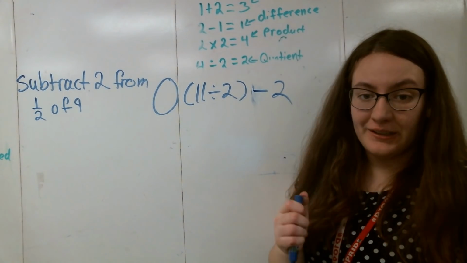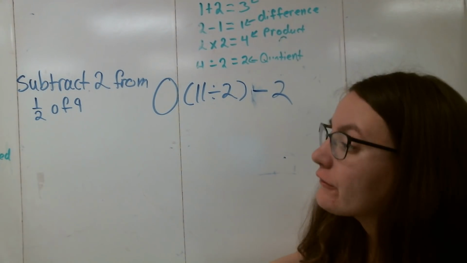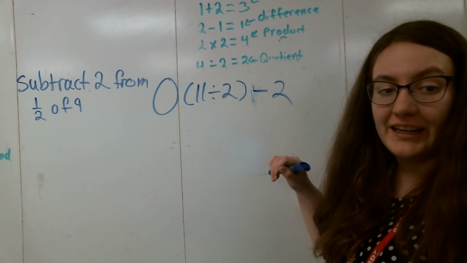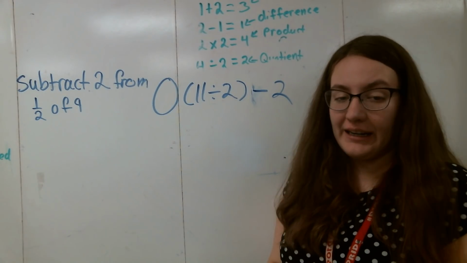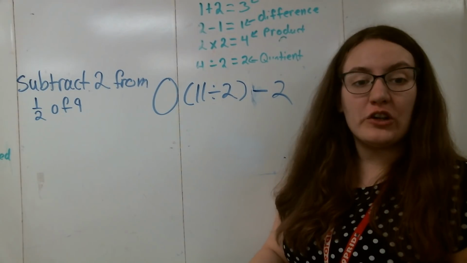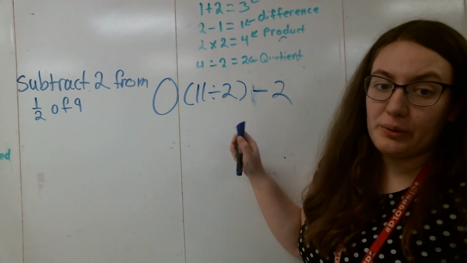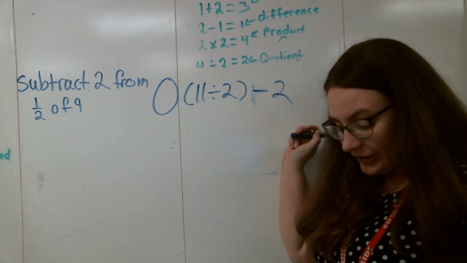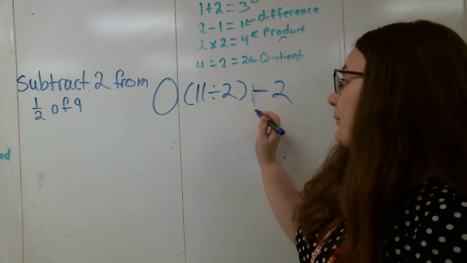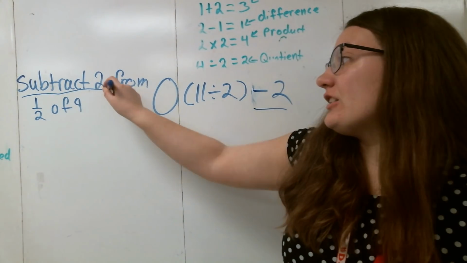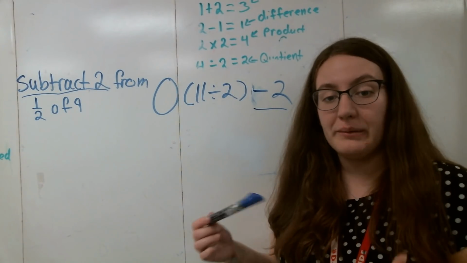All right, so for our last problem today, again, we will be doing our compare and contrast between two different expressions. So for this problem, I have subtract 2 from half of 9, and then 11 divided by 2 minus 2. While you're looking at these problems, I want you to think about what the similarities are between these two problems. You may notice that these are both being subtracted by 2. So at some point, we're going to be subtracting 2 from these problems. That might tell me that my answers might be the same, or they might be different.